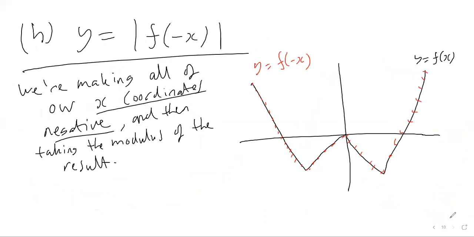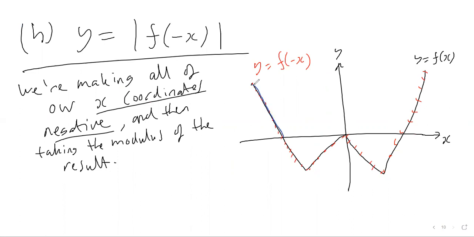So actually with this particular graph, you get the same result when you do that, because this is a symmetrical graph over the y-axis. This is called an even function. So we get the same result. And then we're taking the modulus of this new transformed graph, and we're actually just going to get the same result that we got before.